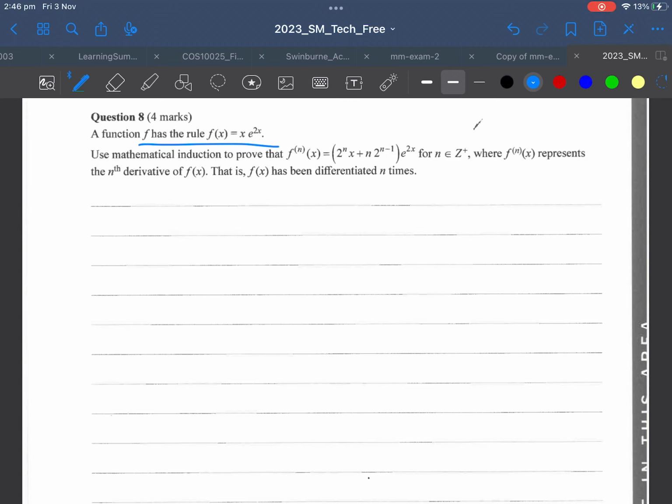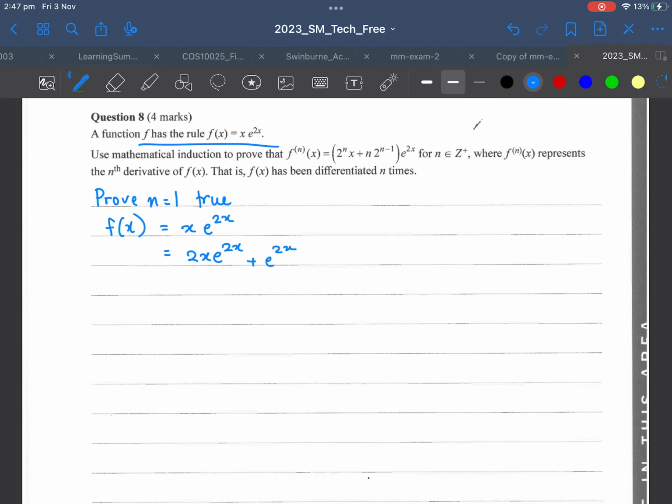Right, okay, so prove that n equals 1 is going to be true. So that's our first step for induction. So f of x, I'm going to just use the normal way of differentiating it, so it will equal e to the power of 2x. So that will be 2x e to the power of 2x plus e to the power of 2x.